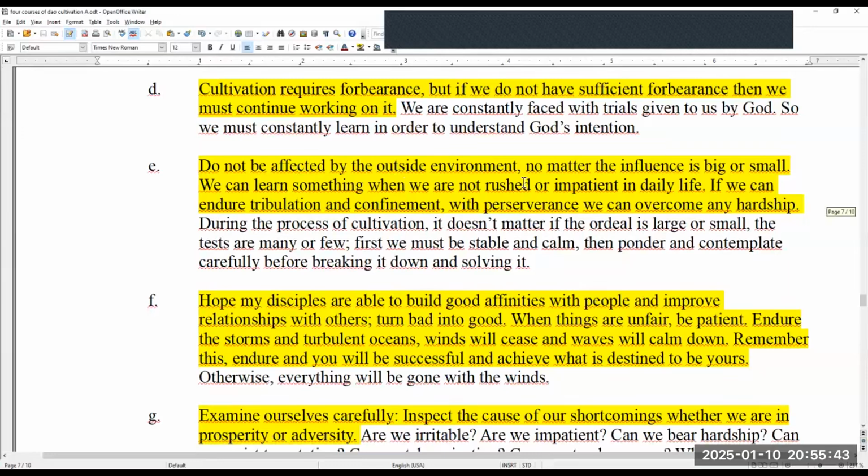Do not be affected by the outside environments, no matter whether the influence is big or small. We can learn something when we are not rushed or impatient in daily life. If we can endure tribulations and confinement with perseverance, we can overcome any hardship. And that's true, because through this forbearance, we face many influences, whether ups or downs. In Western terms, we hear that you first need to think twice before you do anything.